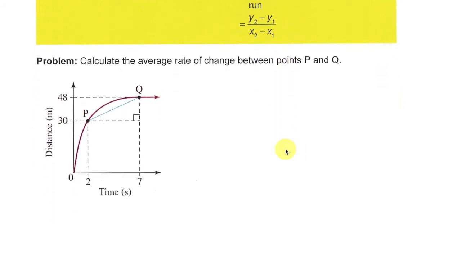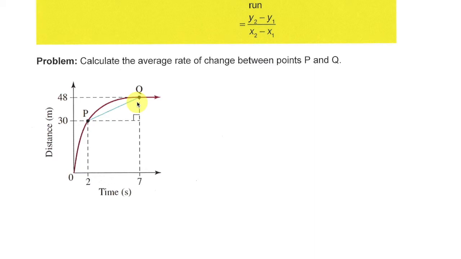Here we have a scenario. Calculate the average rate of change between the points P and Q. So here's P, here's Q. As time goes by, you can see the distance is actually increasing, so we should see a positive rate. You can see that this is the curve that we're dealing with between P and Q. So it's not a constant rate, but we can calculate the average rate. And the average rate of change is going to equal the gradient of this blue chord here.